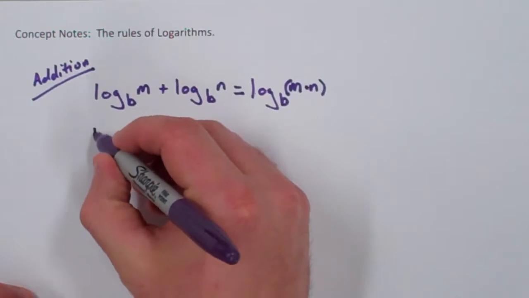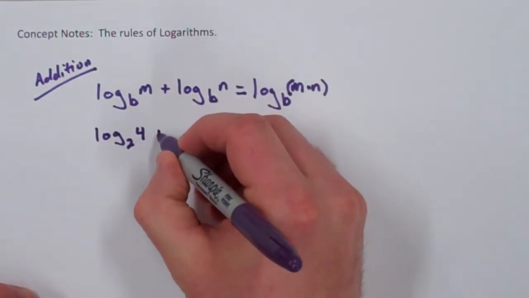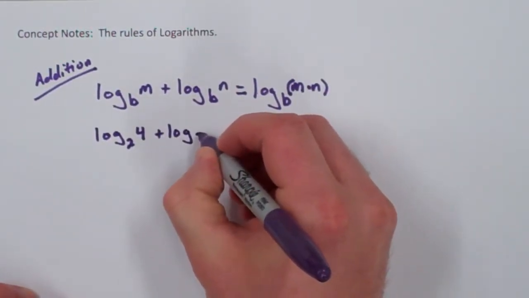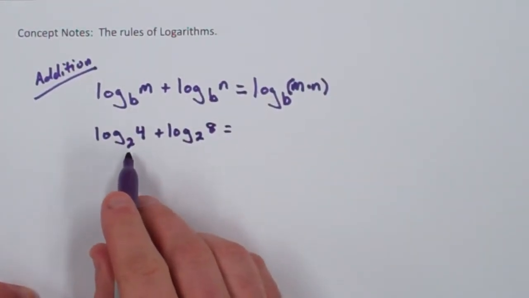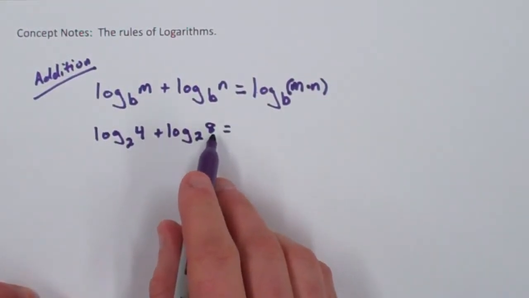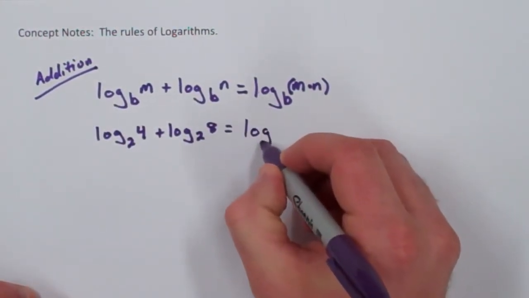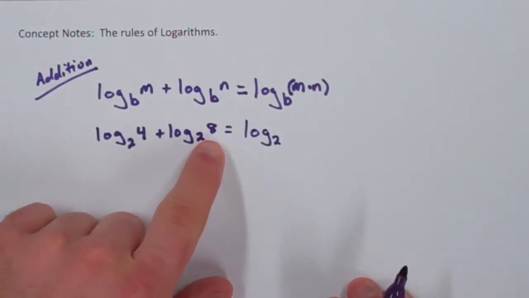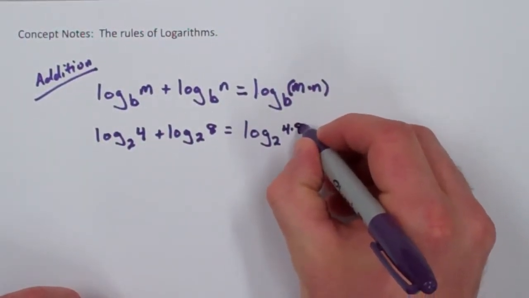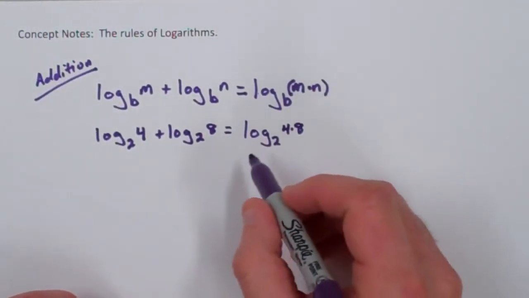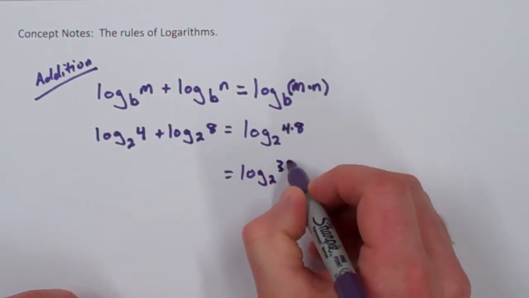If we take a look at this with real numbers, we could write an equation: log base 2 of 4 plus log base 2 of 8, and we're going to see what that's equal to. Using our rules, we would multiply the 4 and the 8 together, and that should be, let's see, log base 2 of 32.